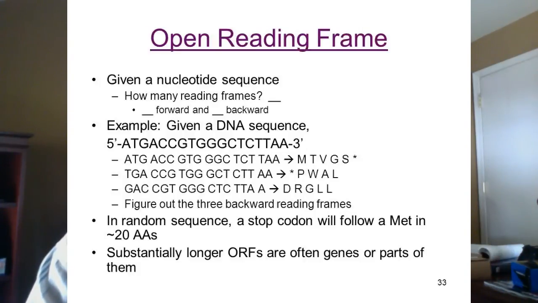In general, if we're talking about a random sequence or an open reading frame of DNA, a stop codon generally follows methionine, which of course is our start codon, AUG, in about 20 amino acids or so. Generally, much longer open reading frames are within genes or in terms of even parts of genes. So we see some really interesting differences in the eukaryotic genome with regard to how much DNA is actually converted into protein.